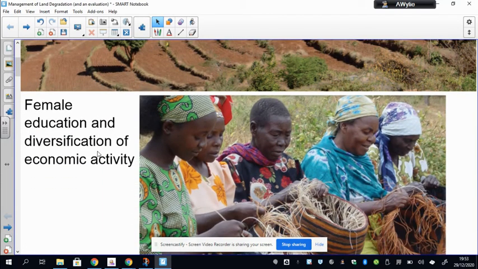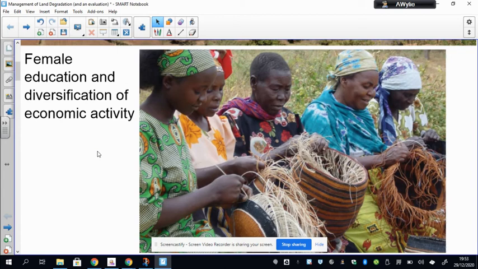The second solution has got multiple ways of working, and I'll talk about 2 of them. And it's to do with female education and the diversification of economic activity. So let's look at each of these in separate turns and why women are so central to solving the problems of land degradation. So one of the biggest causes of land degradation is population pressure in these areas, where increasing populations is leading to more land having to be intensively cultivated all year long to produce food to feed the growing populations. So obviously a key to reducing that is to reduce population pressure.